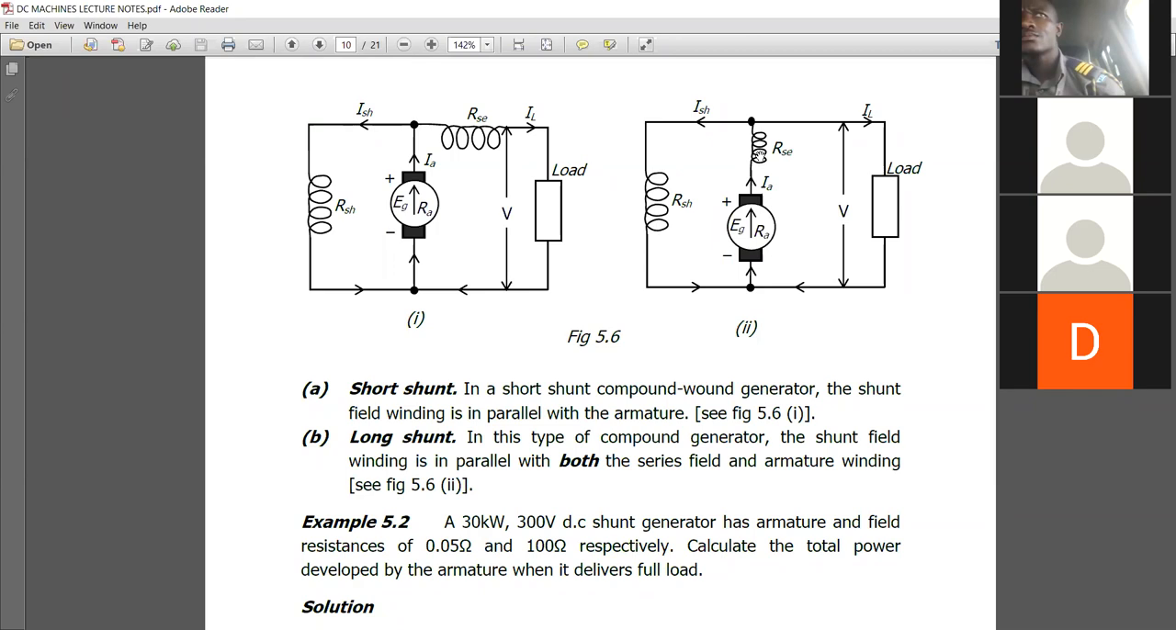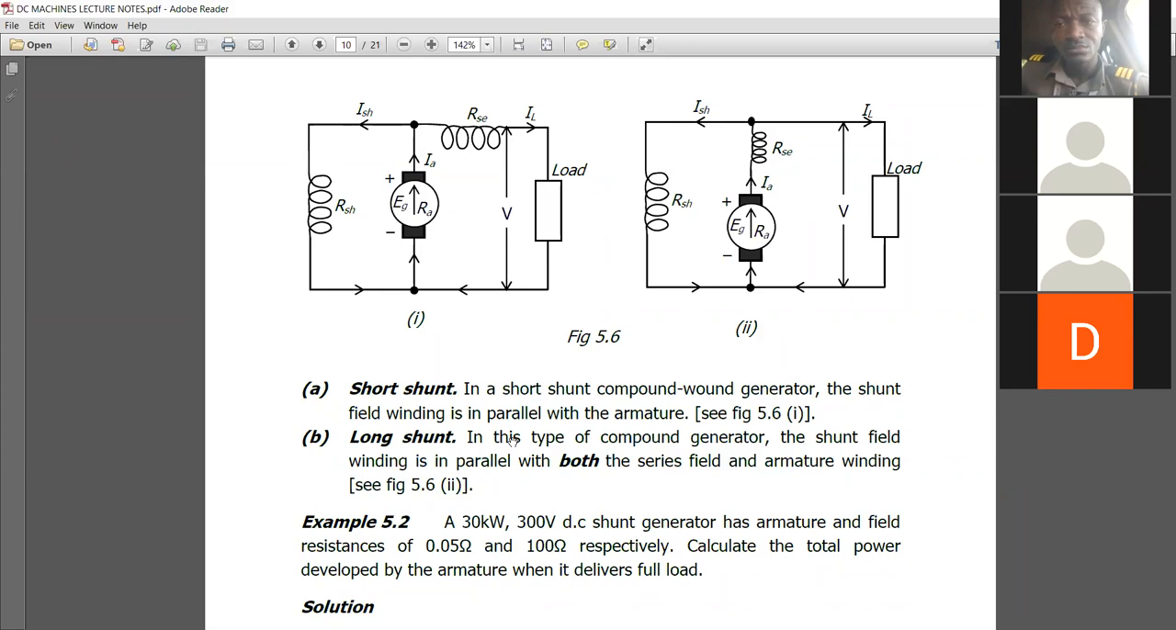Will be more. So if we now connect this field wiring, the shunt field wiring across both, then we have what we call a long shunt, because the increased resistance is seen across the field winding. All right, so that means it's short shunt. Okay, so that is what we have here.